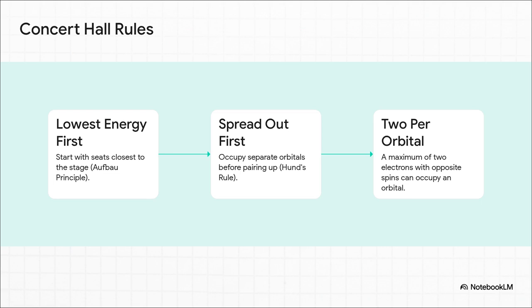Rule 1, fill the best seats first, close to the stage. That's the aufbau principle. Rule 2, in a row of equally good seats, spread out. Everyone gets their own seat before you double up. That's Hund's rule. And one last little detail, each seat, or orbital, can hold a maximum of 2 electrons, but they have to have opposite spins.